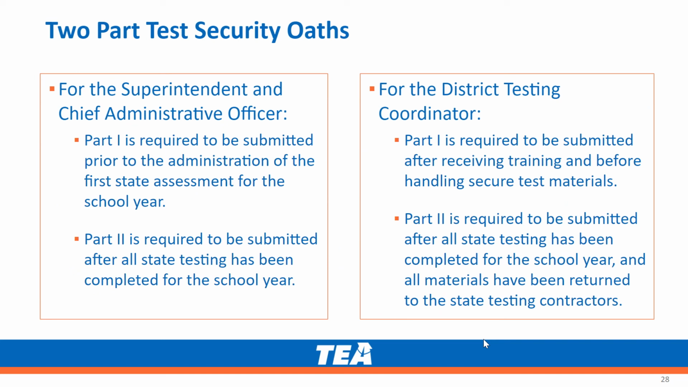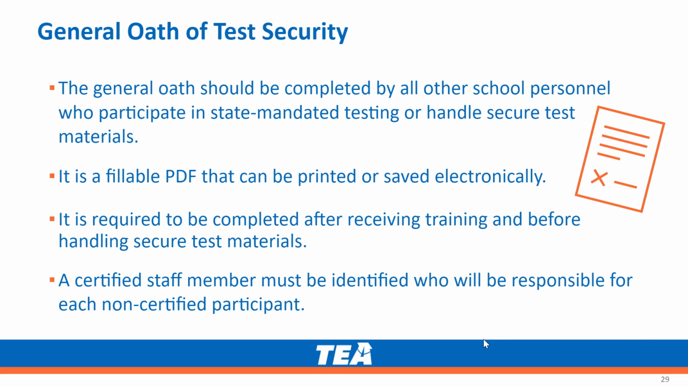So now we'll get into the part of the oaths. Our oaths, there's really two different kinds. The first one is filled out by the superintendents, chief administration officers, and also myself. And we actually fill those out online, and there's two parts. We'll do one now, and then those parties will actually have to fill out a closing one at the end of the year. But for everyone else, there's the general oath of test security, and you will fill this out.